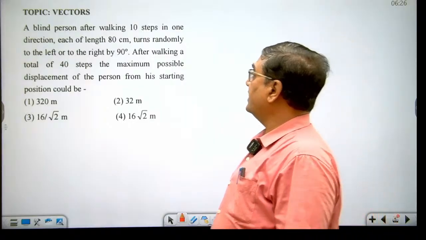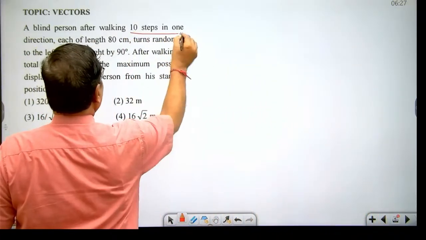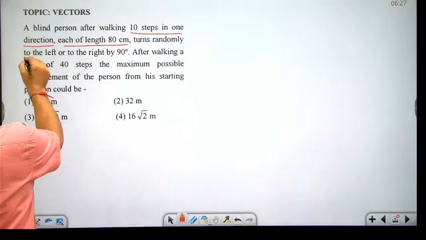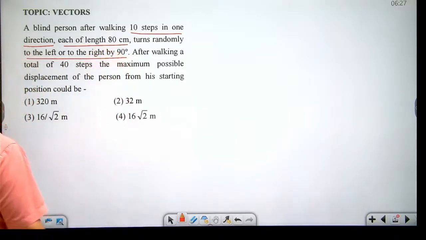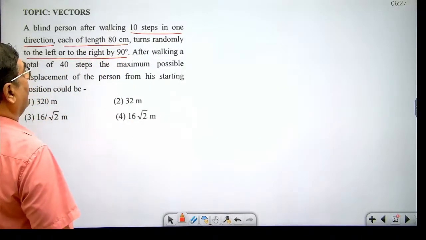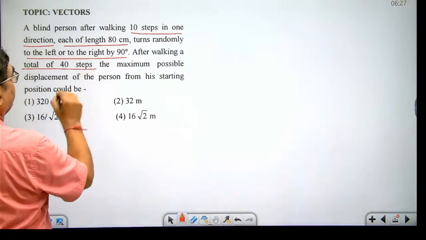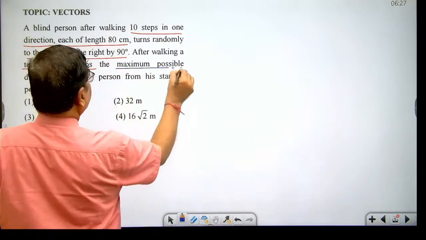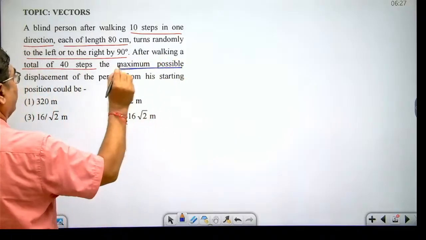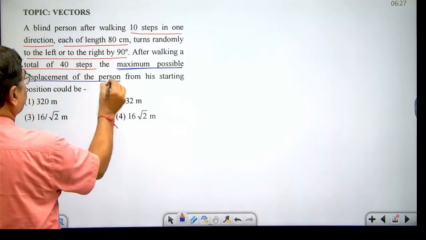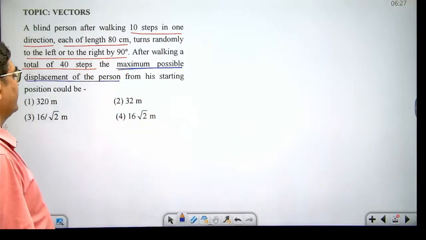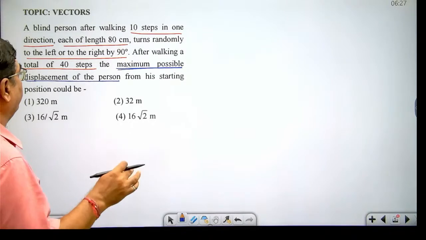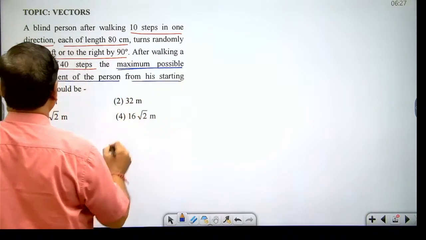A blind person after walking 10 steps in one direction, each of length 80 centimeter, turns randomly to the left or to the right by 90 degree. This angle is important. After walking a total of 40 steps, the maximum possible displacement, which means it will always go away. What is displacement? Displacement is the shortest distance. So to get maximum possible displacement, it always has to go away from its starting point.